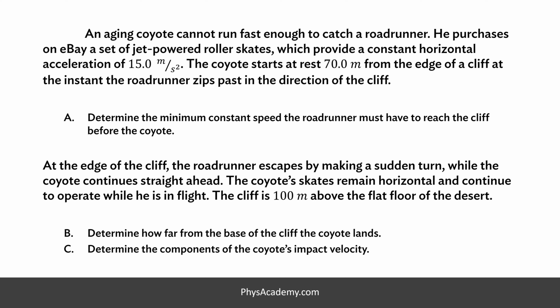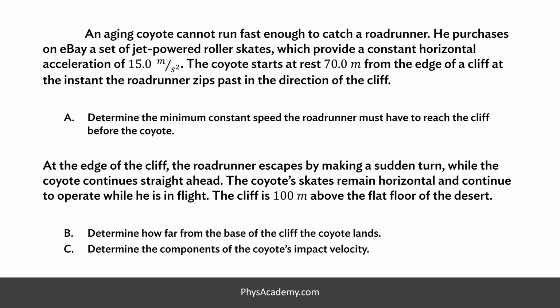Let's read the rest of the problem together. Object 1 starts at rest. It means the initial velocity is 0. Okay, and at this initial position, object 1 is 70 meters from the edge of the cliff. For object 2, velocity is constant, which means 0 acceleration. Okay, so it is a two-stage problem. First, both objects move along the straight line, so we are dealing with the 1D kinematic case. Then they hit the cliff's edge, and object 1 goes through a projectile motion.